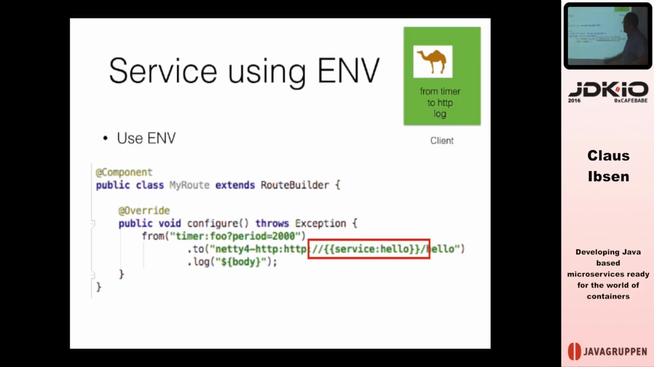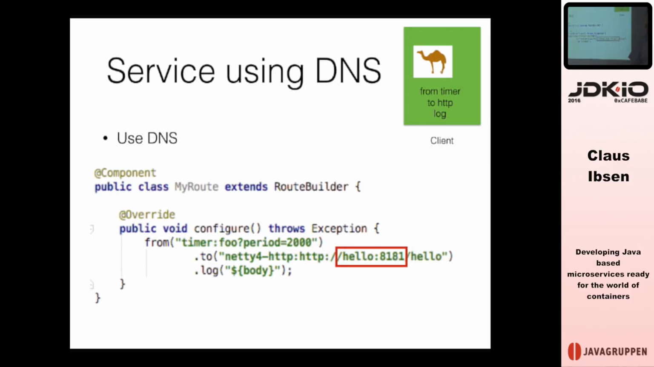In Camel, we made it easy to use environmental variables using squiggly service colon and then the name of the service. So here, instead of localhost 8080, I type service colon hello, squiggly, and that's it.